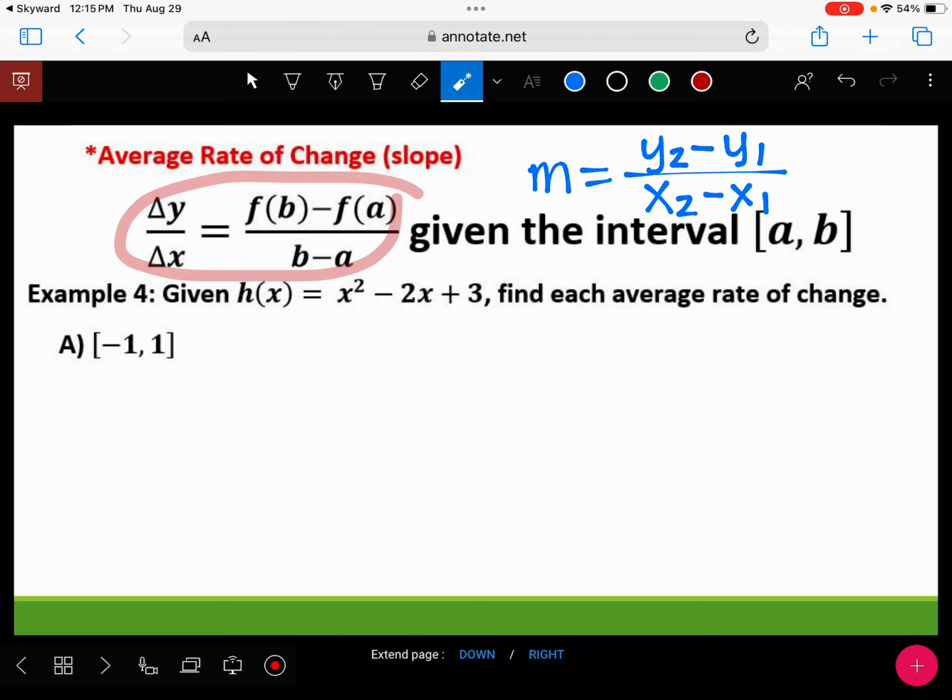All right, anybody need more time to copy this down? Yeah. All right. Okay.